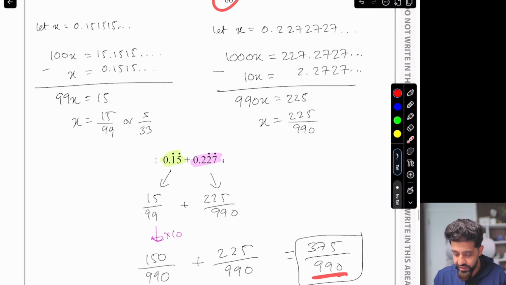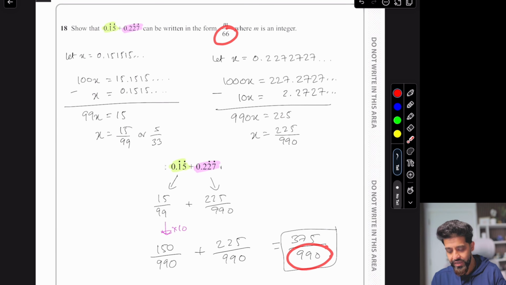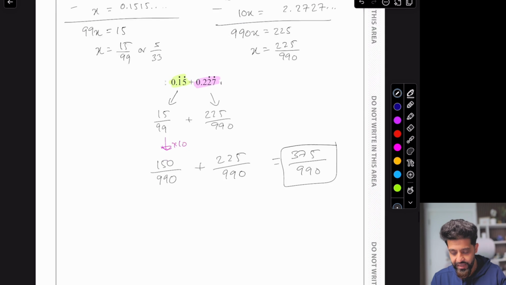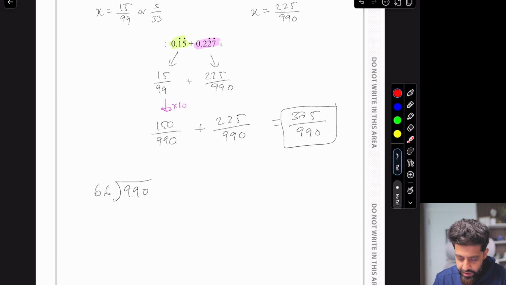It says it just wants this number to be 66. All right, so the bottom number here needs to be 66 somehow. So how do we make this into 66? That's our mission now. A quicker way, we can just do 66 divided by 990, and that would tell us what we are dividing by. Then we can divide 375 by the same thing as well.